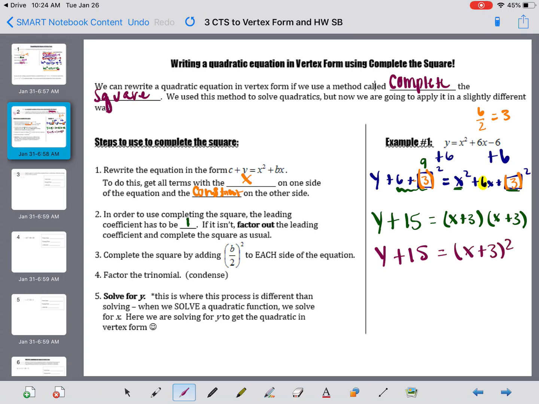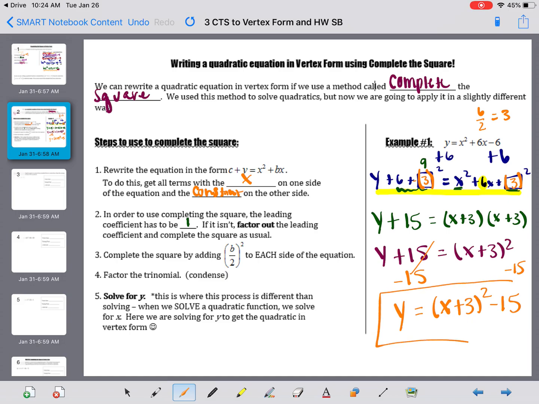Remember from last unit, we can go from this step to this purple step. We can kind of skip that green step in between. Okay. And then get y by itself. To get y by itself, all you have to do is take the 15 and move it back over. And you just kind of stick it at the end. So we get y is equal to x plus 3 squared minus 15. And there we go. There is the quadratic in vertex form.